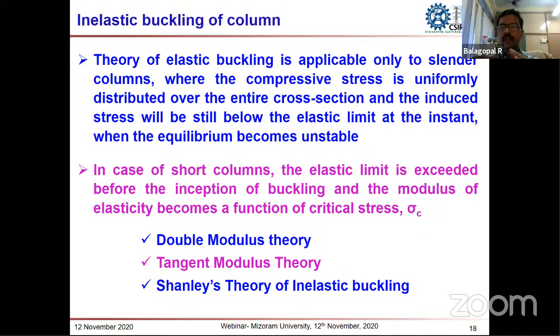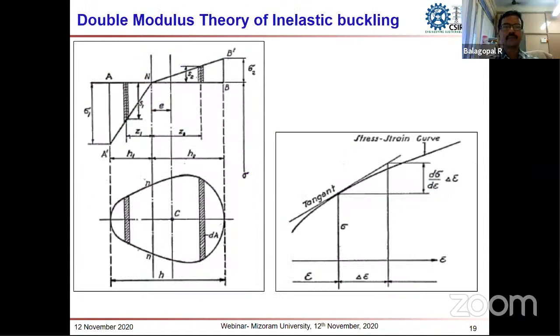For such columns, there are different types of theories to take into account inelastic buckling. They are called the double modulus theory, the tangent modulus theory, and Shanley's theory of inelastic buckling. I will touch briefly on these theories in a few slides. The first one is the double modulus theory.